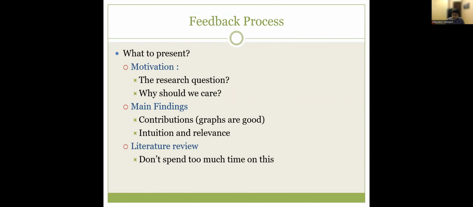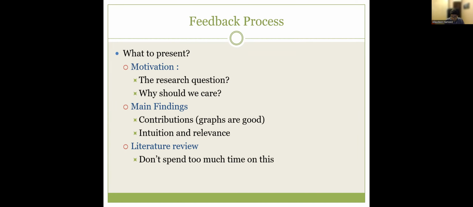What to present? The most important thing in any presentation, especially like a brown bag, is to present the research question and why we should care about the paper, right? And emphasize the findings and the contributions. Graphical presentations are great. Provide the intuition and relevance of the paper. If you can present the basic idea in a simple, intuitive way, that'll be ideal, right?